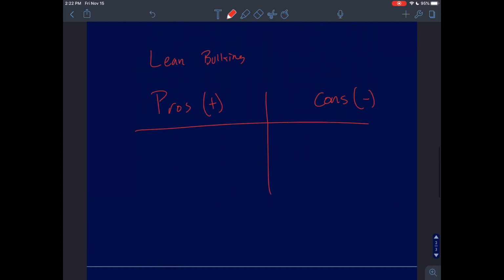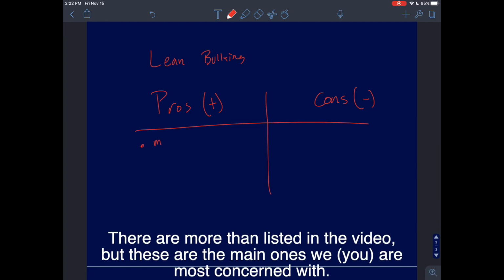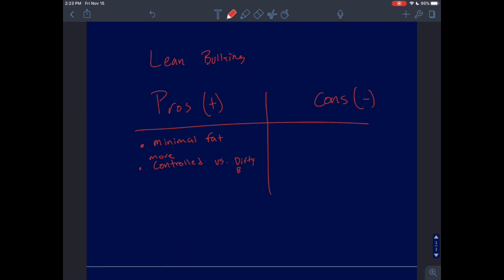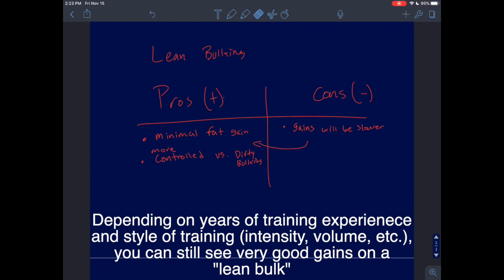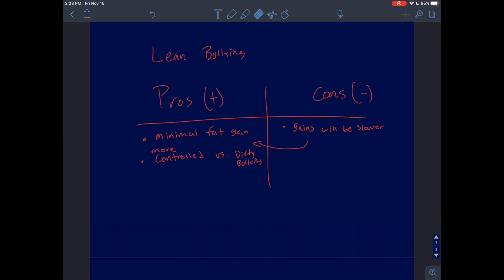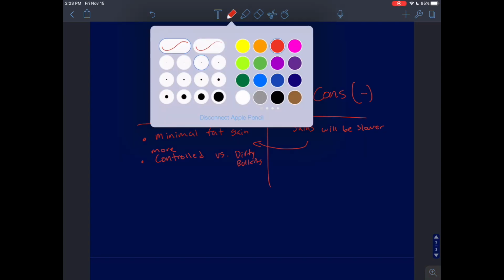Now, really quick, the lean bulking pros and cons. The pros are that there's minimal fat gain, and it is way more controlled, as opposed to dirty bulking, which again is very not recommended. The con is that your gains will be slower, but you will only get minimal fat gain. So there's pros and cons for both. Those are just the basic ones that everyone should know.